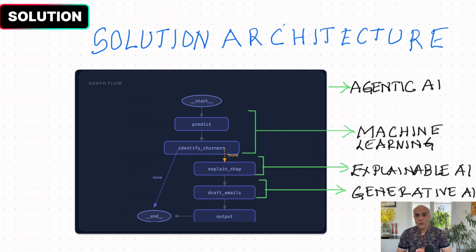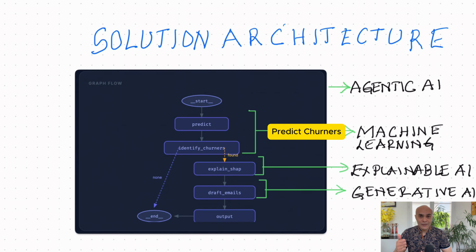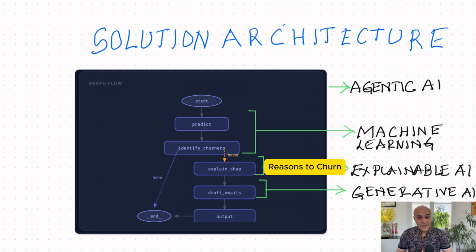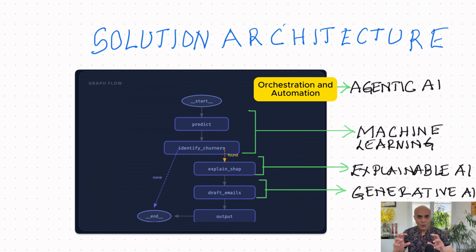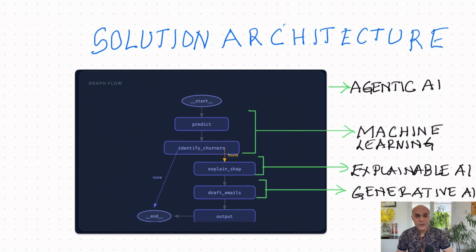Now let us look at the solution architecture, which mainly consists of agentic AI, which is using all different capabilities. So this solution consists of machine learning to predict which customers are likely to churn, explainable AI to identify the reasons behind the churn, generative AI, which is creating these personalized retention emails, and agentic AI is orchestrating all these components and automating the complete end-to-end churn prediction and customer retention process.